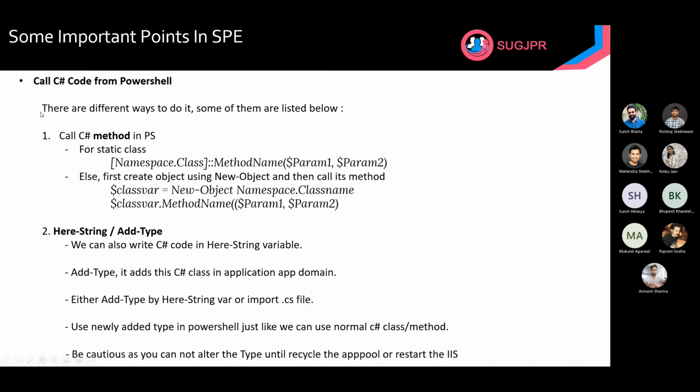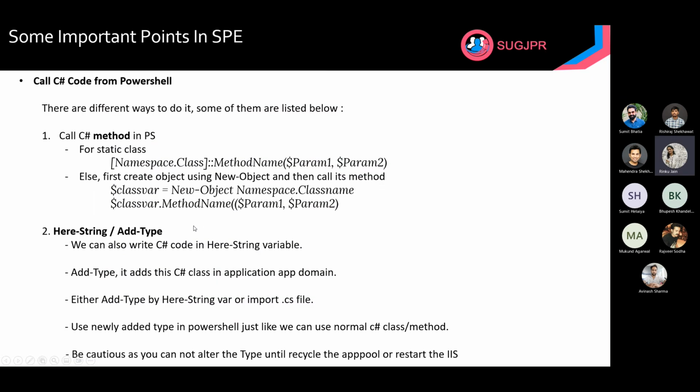Okay. Now the second part is how we can call our C# code from PowerShell. There are different ways to do that. The simplest one is you can simply call your class and its method name. If it is a static class, you can simply call it like this: your namespace.class and then the method name. Or if it requires instantiation, we have to create an object of that, and then we can simply call that method.